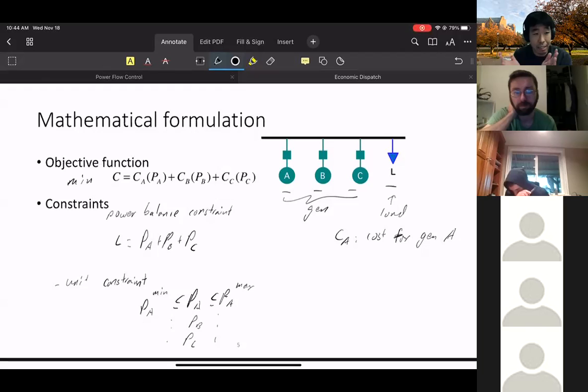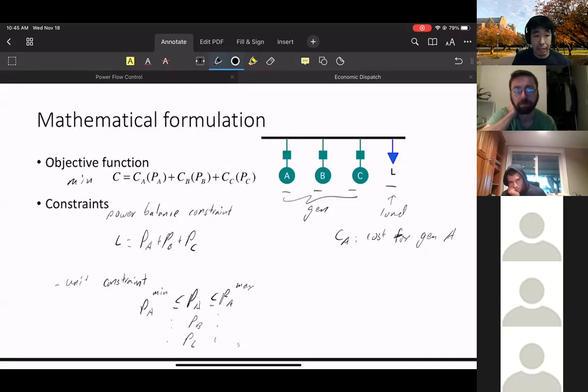However, each generator has its own constraint. There's an upper and lower bound. Okay, so altogether, this is the optimization problem. The big thing here is that we're not going to consider voltage angle yet. We're going to do things just from a power perspective. We're going to talk about voltage angle later.